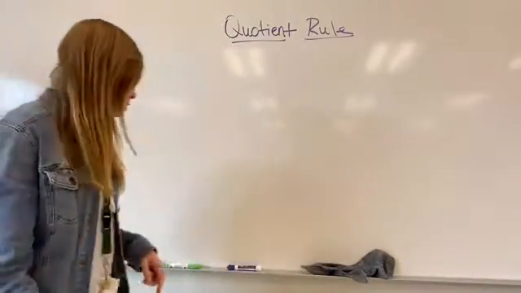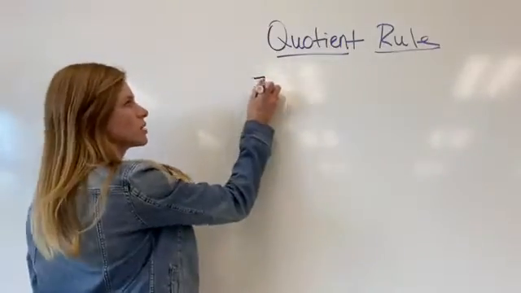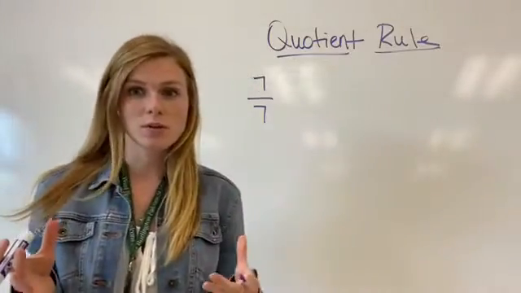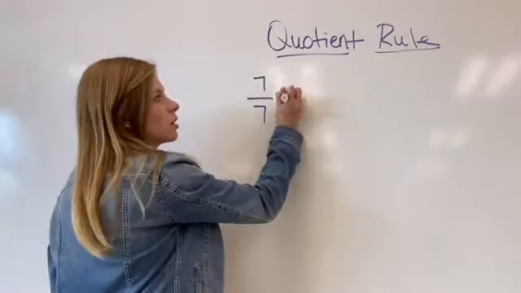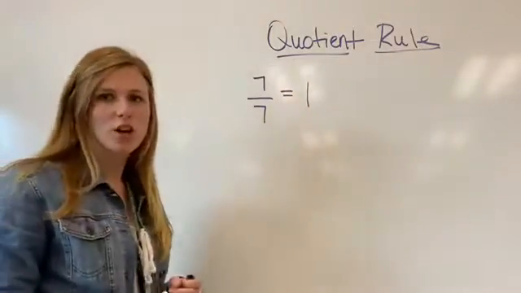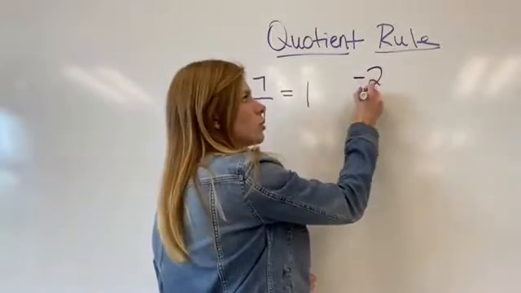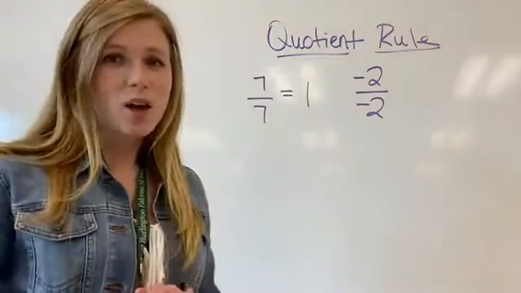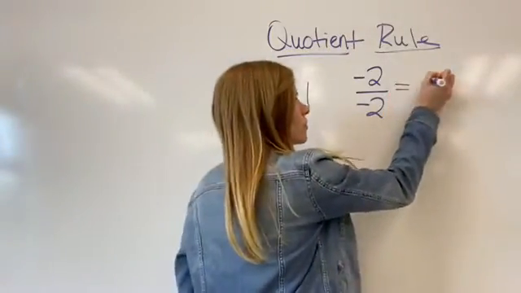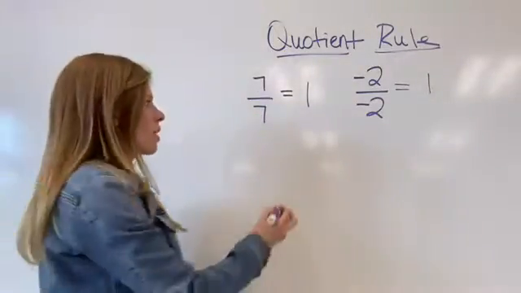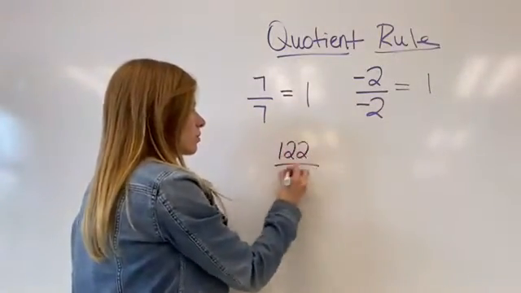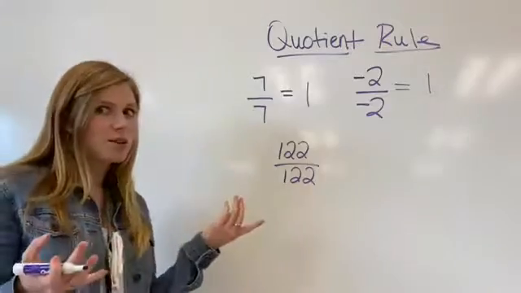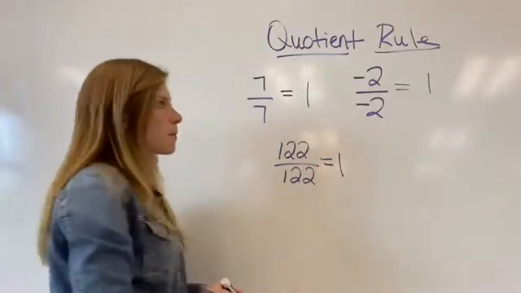So for starters, I want you to think about 7 divided by 7. What do we know 7 divided by 7 equals? Anything divided by itself equals 1. Let's try another one. -2 divided by -2. Again, anything divided by itself equals 1. Let's try one more. 122 divided by 122. Well, anything divided by itself equals 1.